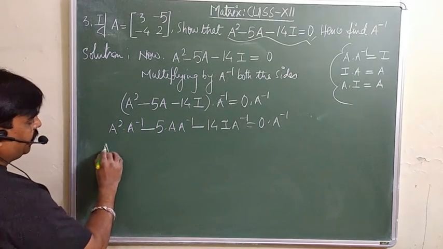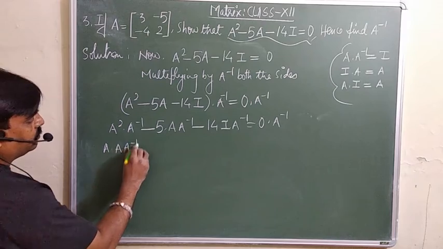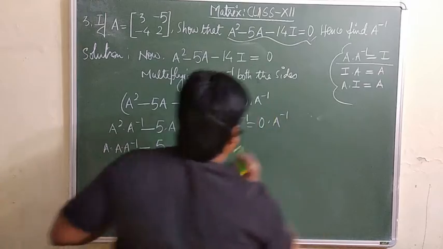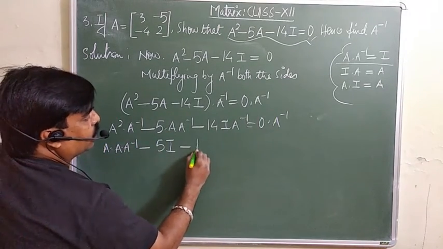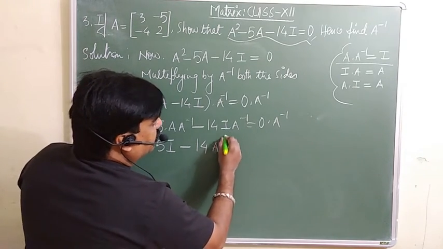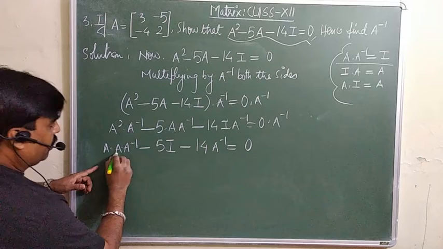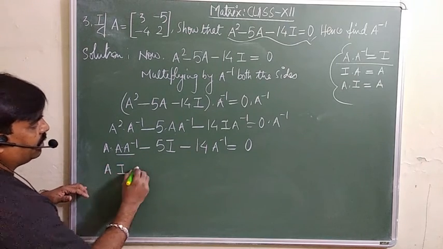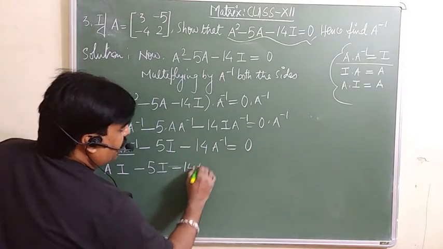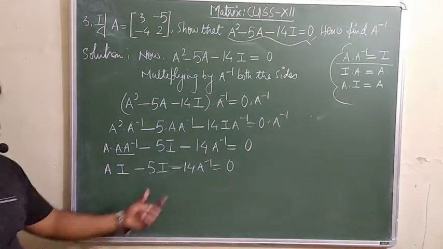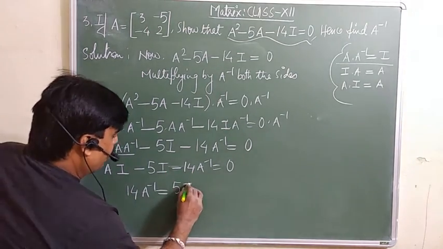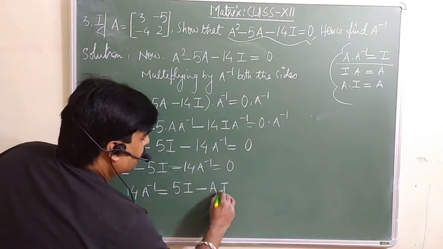So this can be written as A into A inverse minus 5. A into A inverse is always equal to the identity matrix. This is I minus 14. Here I into A inverse you are writing, that is the A inverse is equal to 0. Now A into A inverse is also the identity matrix. So I minus 5I is equal to minus 14 A inverse is equal to 0. So from here only you can write down 14 A inverse is equal to 5I minus AI.